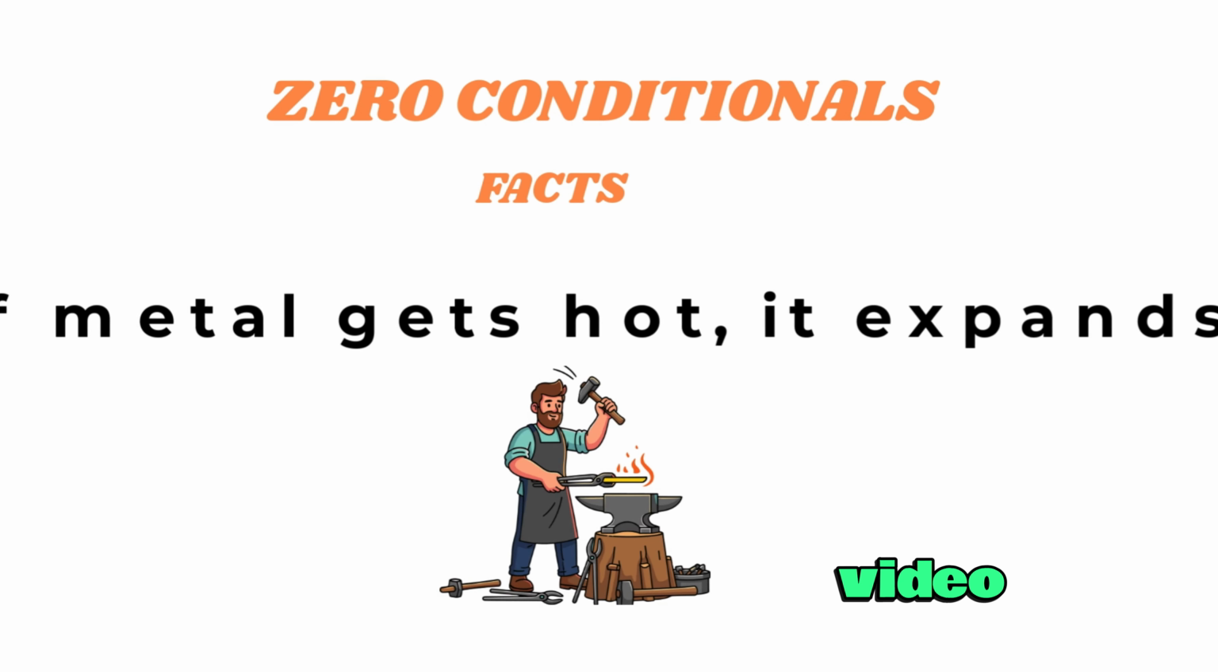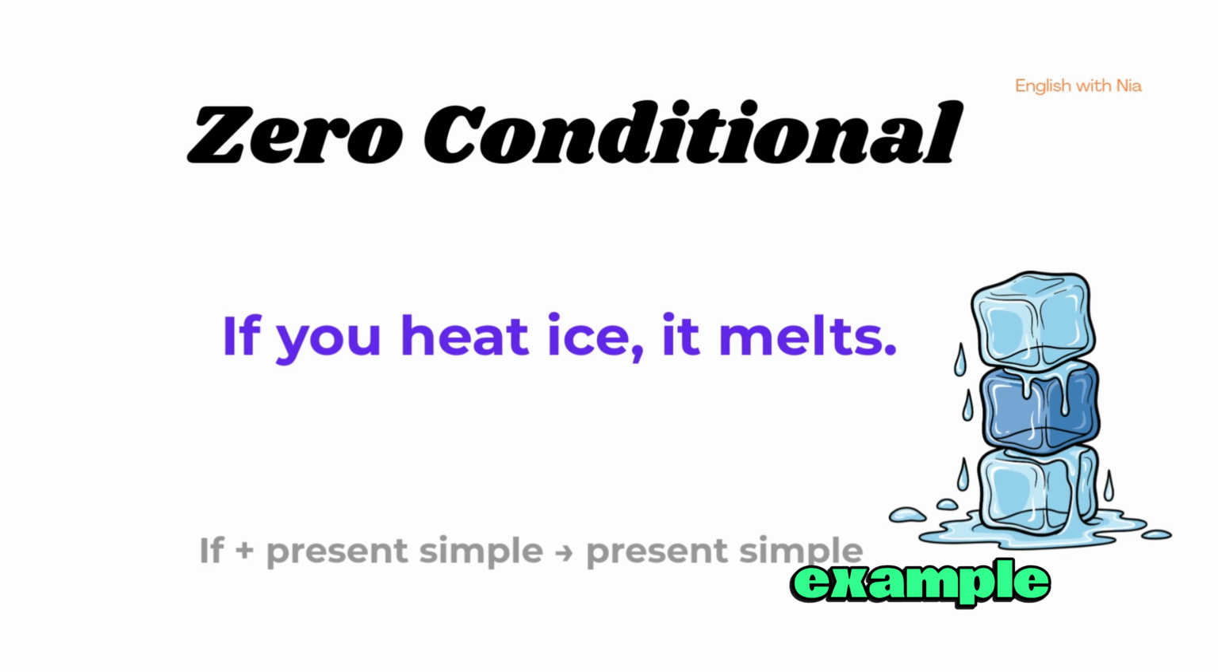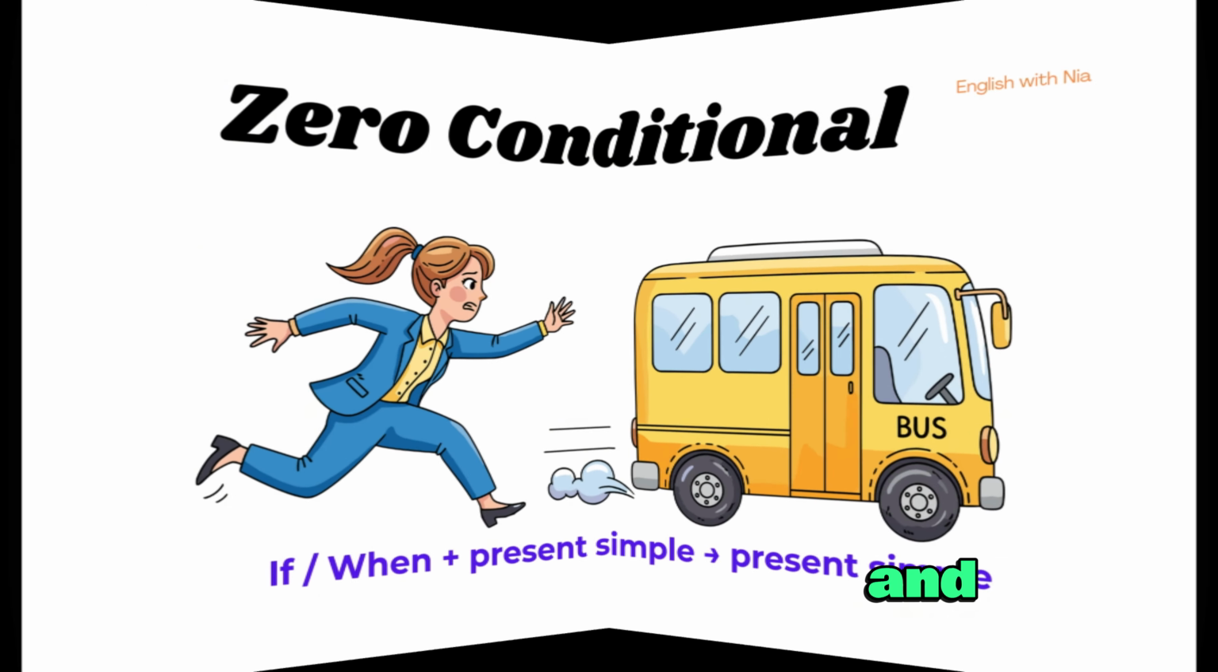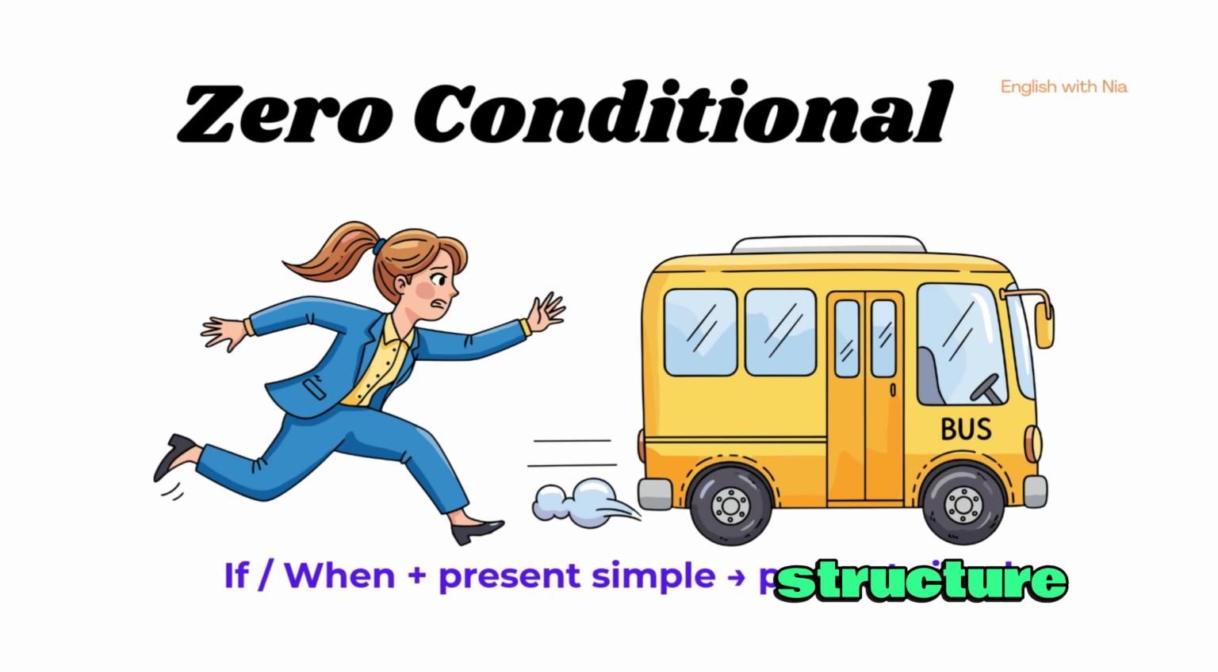Now pause the video and create your own example and share it in the comments. Think of a condition that always has the same result and use the zero conditional structure to write it in the comment. I'll let you know how you did.